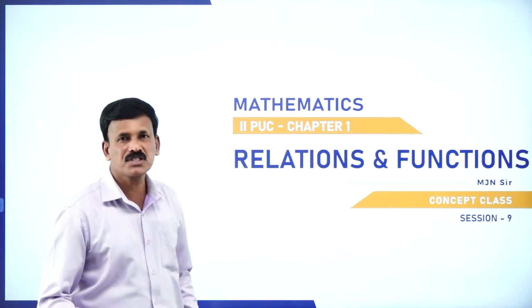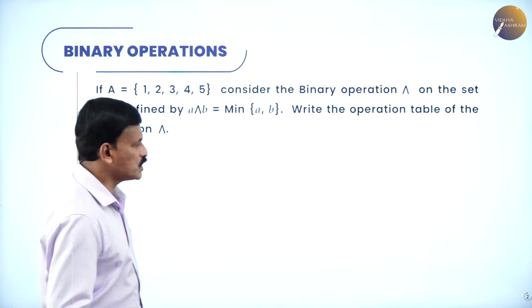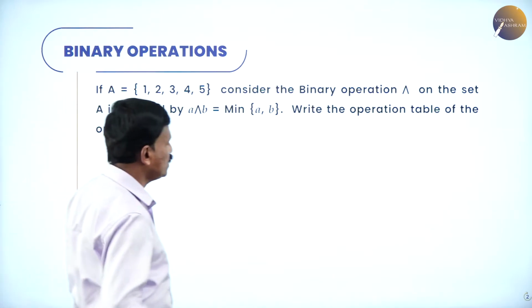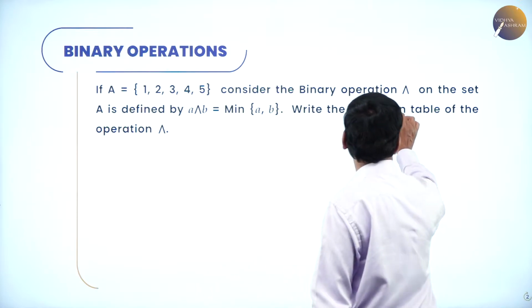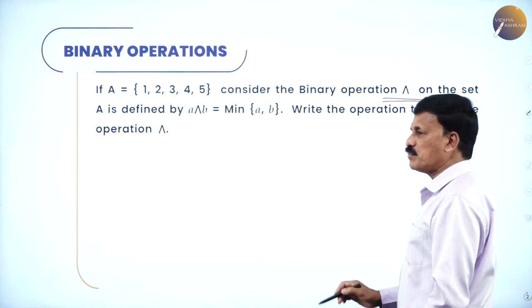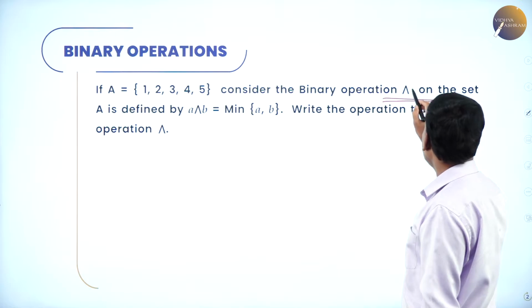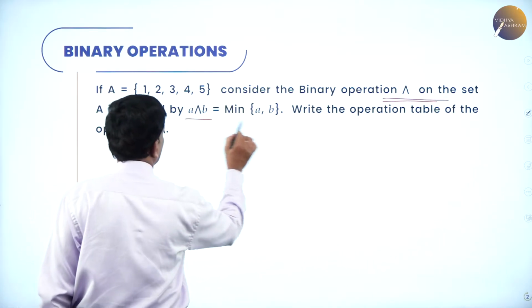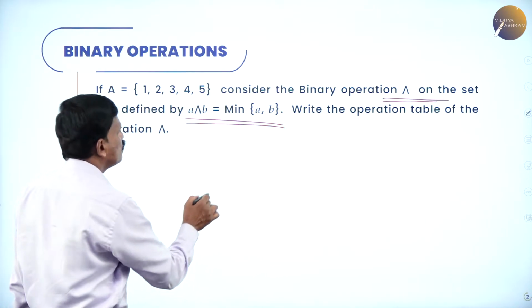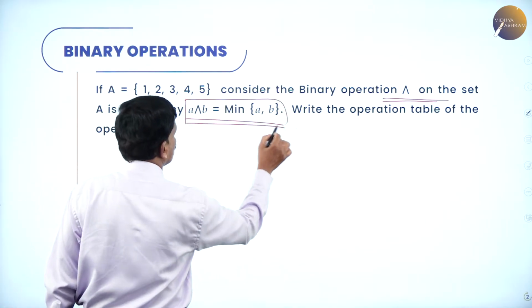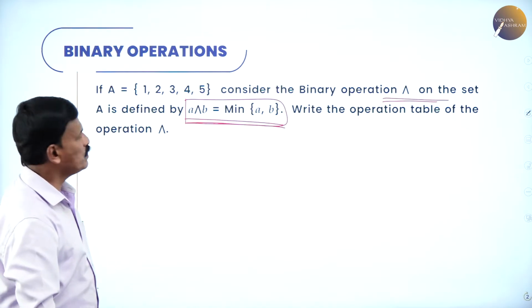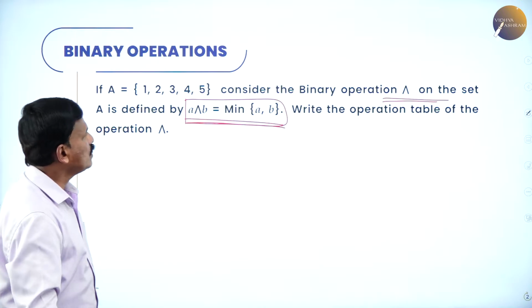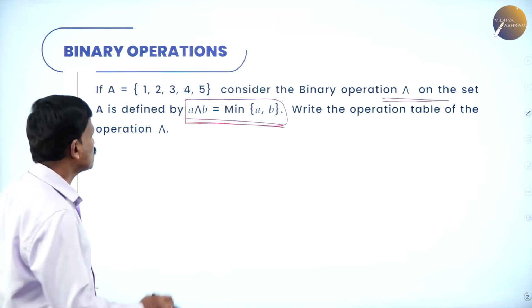Let me start with a problem. Now let us come to this problem. What is the problem given? If A is equal to {1, 2, 3, 4, 5}, consider the binary operation cap on the set A, defined by A cap B is equal to minimum of A and B. This is the binary condition given. Write the operation table for this operation.